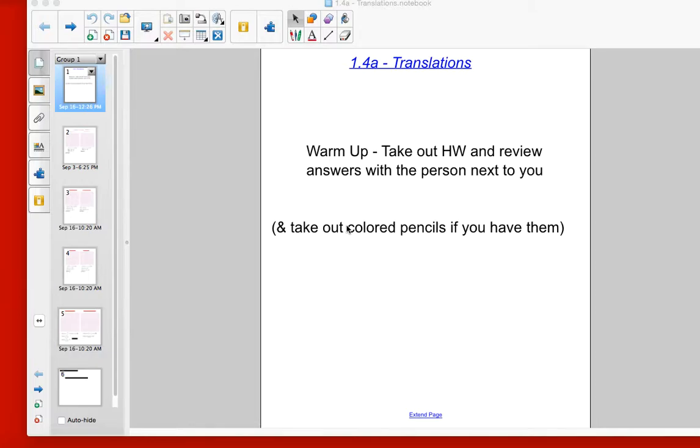Alright guys, so today we're going over 1.4a translations. You can kind of skip the warm-up, but if you have time at the end, then definitely feel free to take out last night's homework and check those answers with the person next to you.